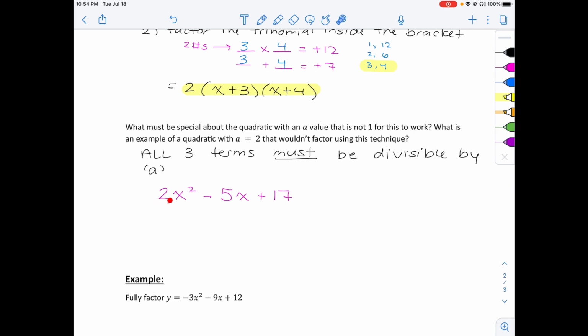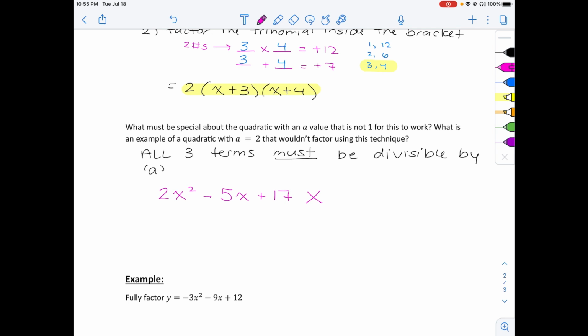So although 2 is still relatively nice, you would get -2.5, which is not awful in terms of a decimal. You can only use it as a common factor if you get a whole number when you divide it. So -5 does not divide evenly by 2, and neither does 17. We would not be able to use this multi-step factoring because we cannot common factor first. So this is an example of one that would not work.